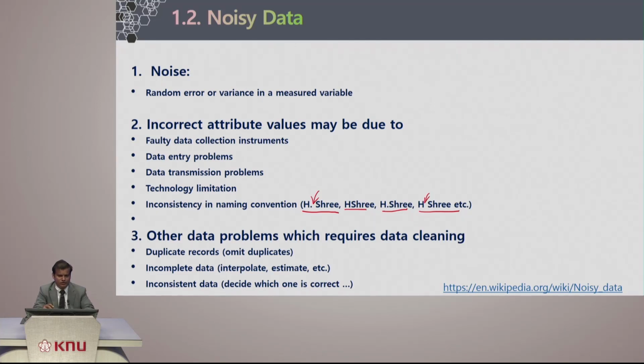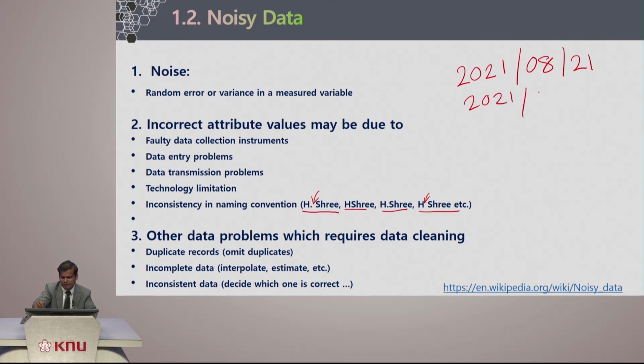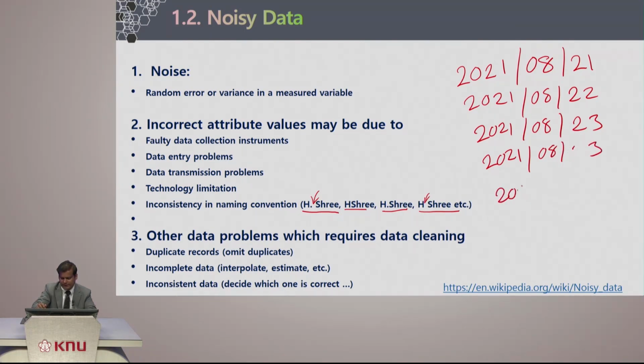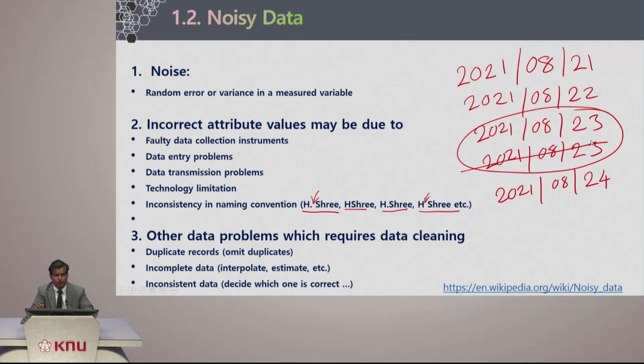There are other data problems which require data cleaning. That includes duplicate records. Suppose you are collecting data every day, for example, today is 2021, and then you have another data. So you have data for every day and suddenly there is something missing, or sometimes it's repeated. When you see data that is repeated, you can easily identify that this data is repeated, and you can delete one of them right away. You can omit the duplicates. That's one of the suggestions that we have.